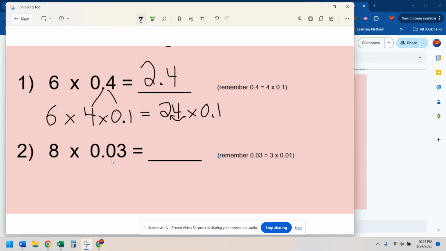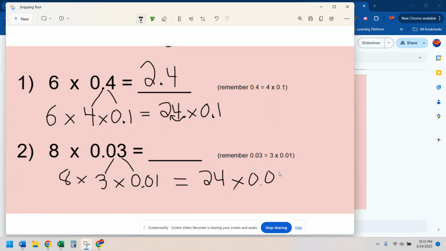3/100 is a little bit different. So when we break this apart, it's going to be 3, that makes sense, times, but I can't use 1/10 because 3 times 1/10 would make 3/10. So instead it's going to be 1/100, because 3 times 1/100 would make 3/100. So I've got 8 times 3 times 1/100. So 8 times 3 makes 24, and then I still have to multiply it by 1/100.